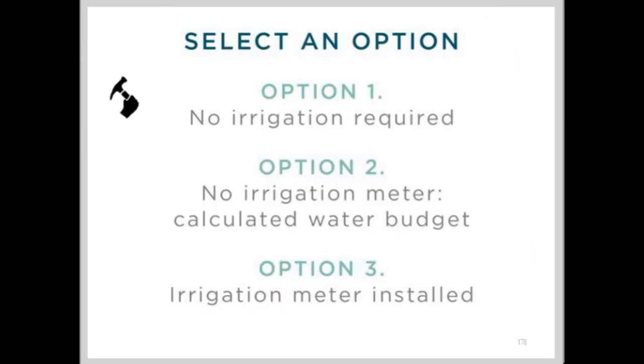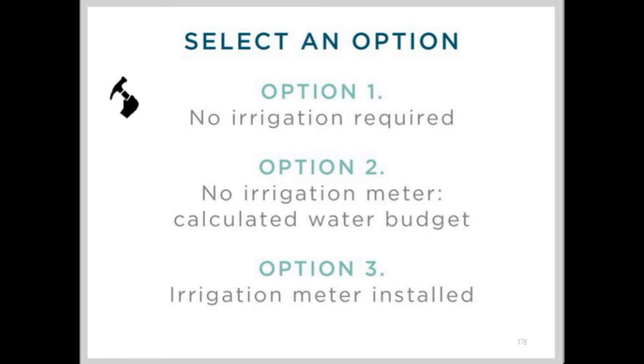Next is to select the appropriate option for the project's irrigation needs. Option 1 is for projects that do not require irrigation based on the location and landscape design. Projects that have no landscape area automatically earn this credit. A possible question.